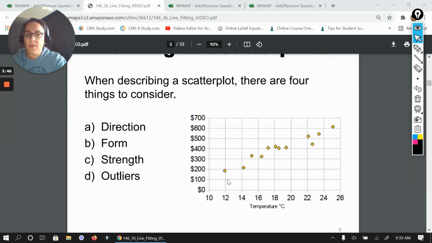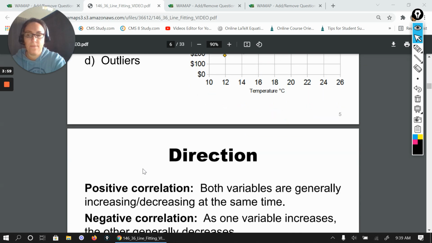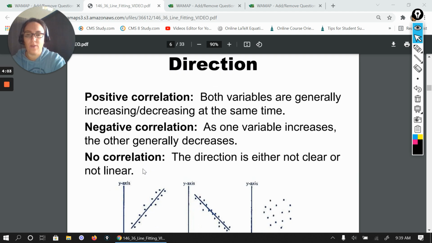So when describing a scatter plot, there are 4 things to consider. The first one is direction, the second one is form, the third one is strength, and the last one is outliers. Let's first talk about direction.